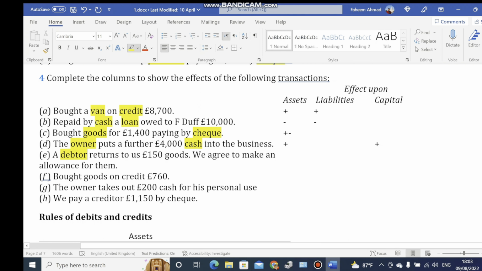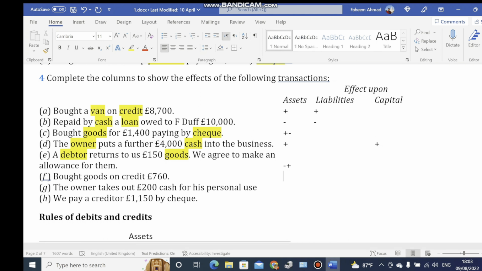Debtor returns to us £150 goods. Okay, so debtor is a receivable or credit customer. When debtor returned goods to us, he is not going to pay for those goods. It means our receivable is decreasing. So assets are decreasing. On the other hand, goods are also an asset. Goods are inventory and assets, so it will be increasing because we have received goods. Goods are increasing in the business, so assets have increased.